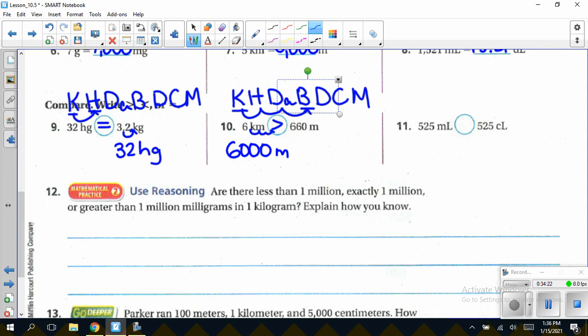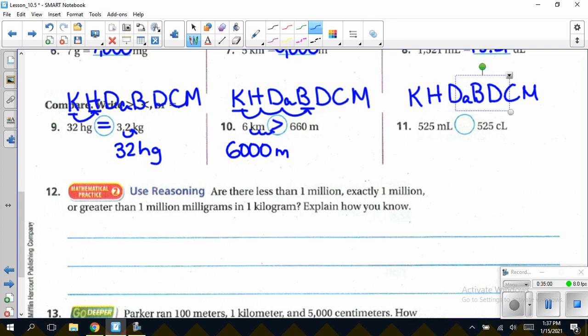And finally, we have 525 milliliters compared to 525 centiliters. So really, to be honest, you don't have to show much conversion if you understand what a meter stick looks like and understand the different lines to represent the different markings for the millimeters and centimeters. But we're going to go ahead and show it to really help us understand why the one changes and is bigger than the other.